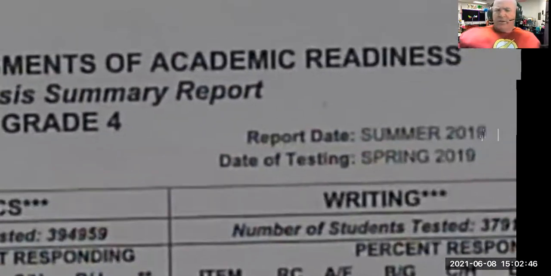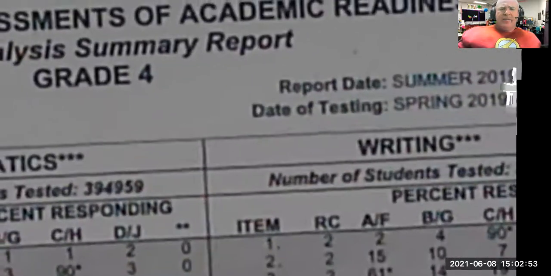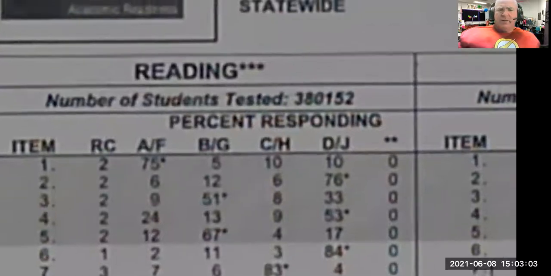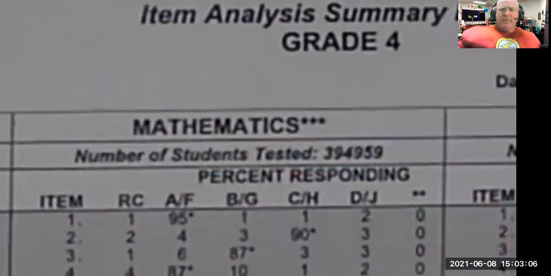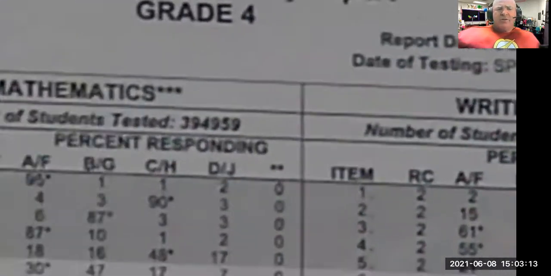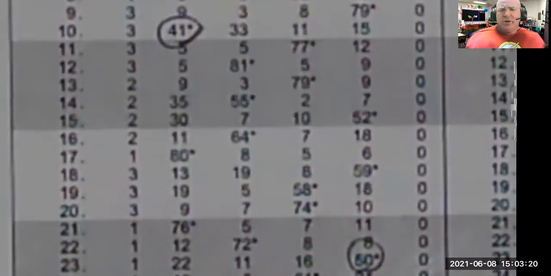So this was the reading test for fourth grade from the year 2019. And you can see it's what they call the item analysis. Basically, the left side has the reading, the middle has the math, and because fourth grade was doing writing until this coming year, the right column had the writing. The two questions we're going to look at are question number 10 that only got 41% correct in May, and question number 23 that only 50% got correct.